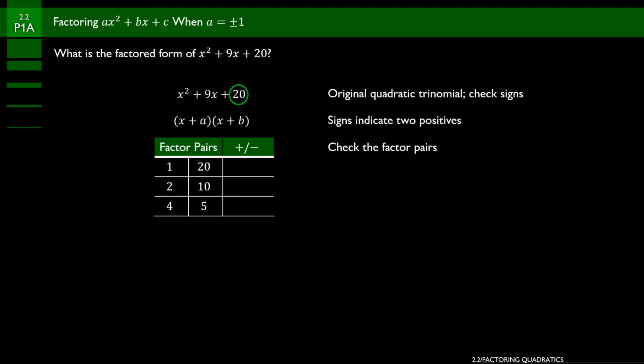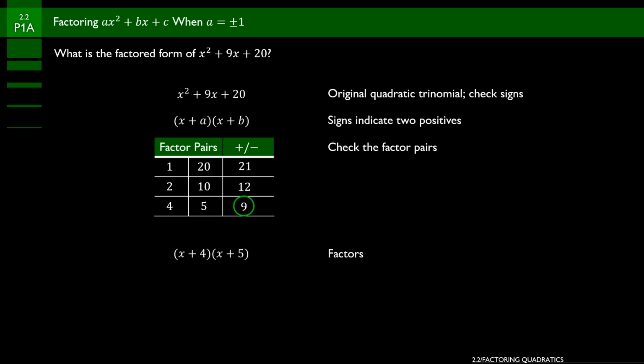So when we do 1 plus 20, we get 21. When we do 2 plus 10, we get 12. And when we do 4 plus 5, we get 9. So the 4 and the 5 are the ones that match that bx term, so that's what we're going to plug into our quadratic factors. This means our factors are going to be x plus 4 times x plus 5.